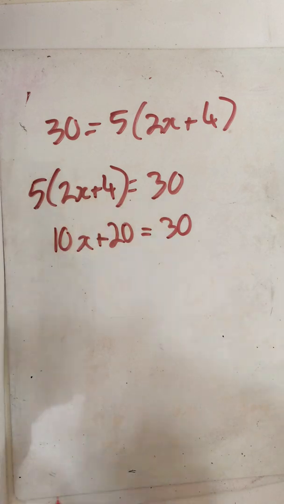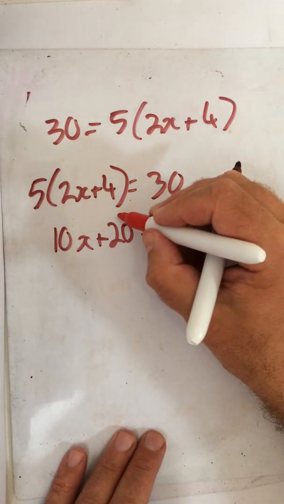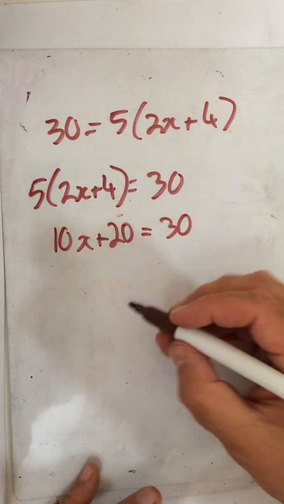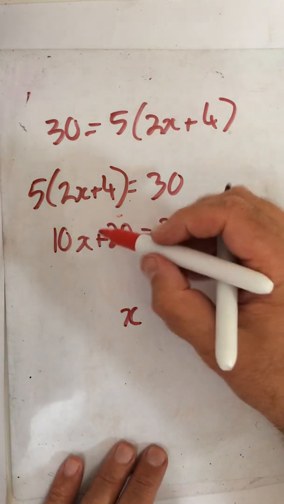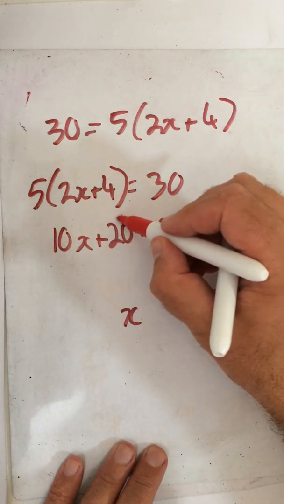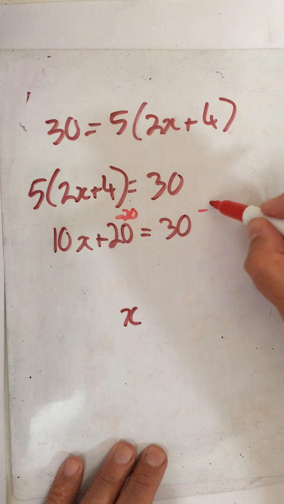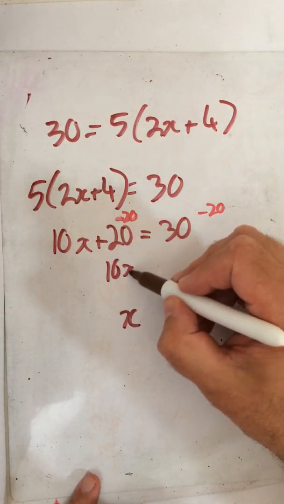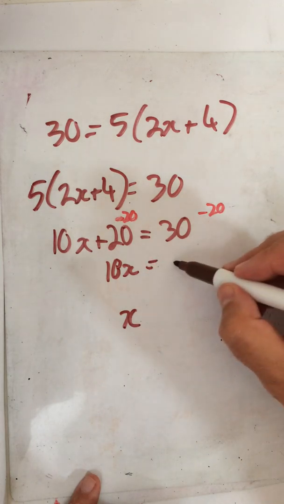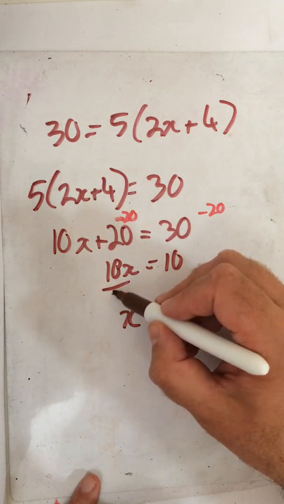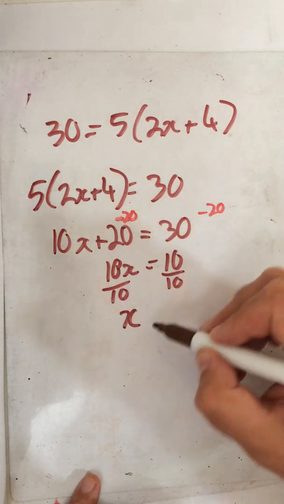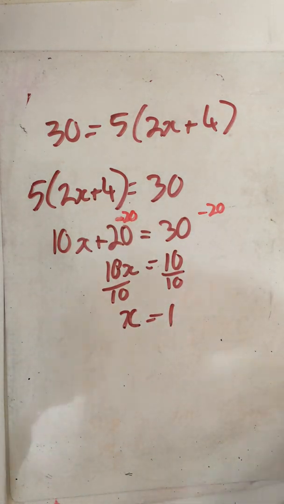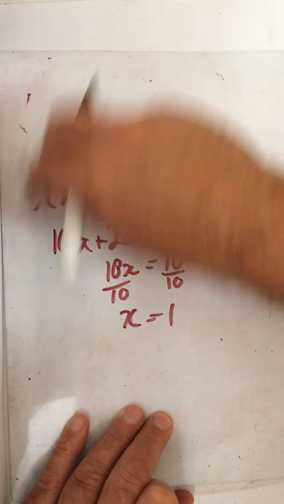Then the same rules apply. I want to be left with x at the bottom here. So I'm going to get rid of the plus 20 first, so minus 20. Same on the other side because it's the balancing method. So this gives 10x is equal to 10. Divide them both by 10. x equals 1.